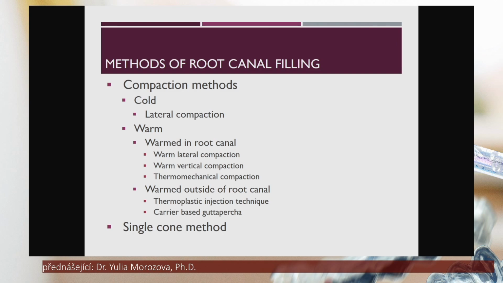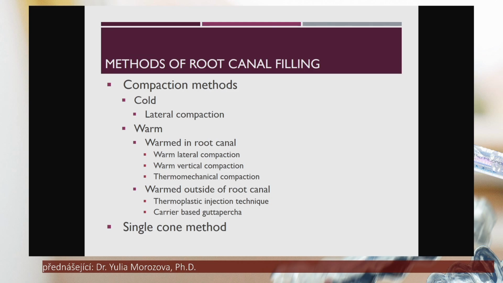So now we will discuss the possible methods of root canal filling. As I said, we use gutta-percha in combination with sealer, and with respect to gutta-percha, we prefer to use a compaction method. These compaction methods could be cold or warm. Cold means that we are able to use cold lateral compaction.